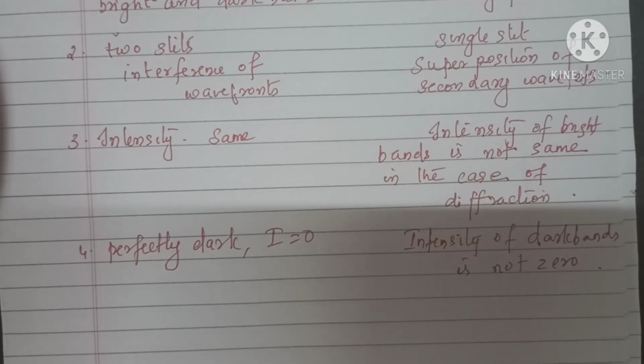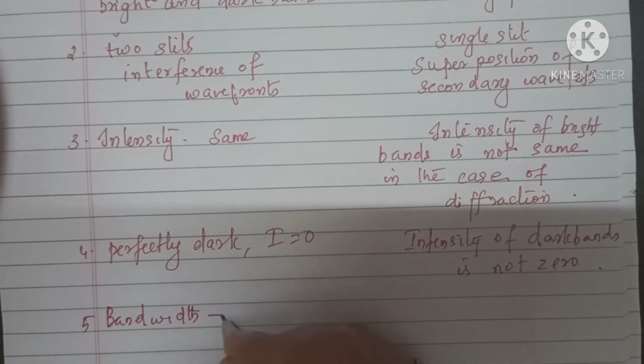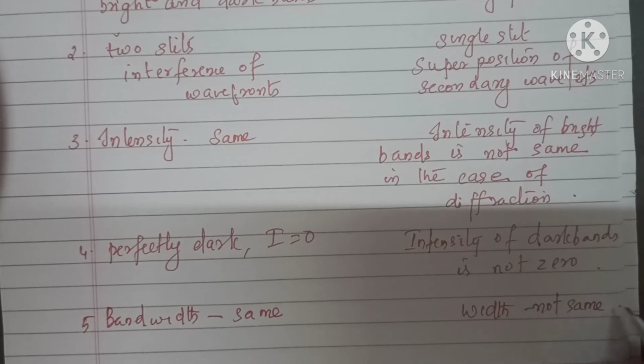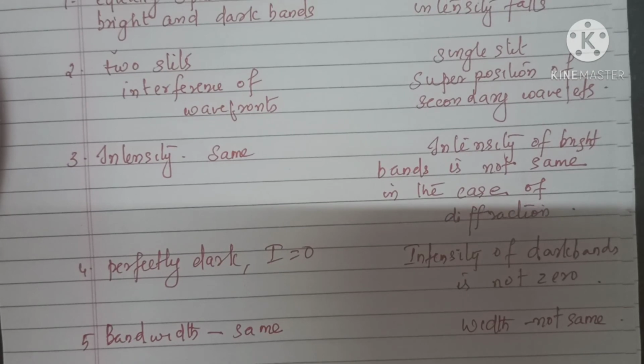Also the bandwidth, that's what we explained in the first point. Bandwidth is the same for interference, that is, equally spaced. But in the case of diffraction, the width is not the same. Clear? So these are the points. You can note them down, and this is also a very good question, that is, to list out the differences between interference and diffraction patterns, or the distinction between diffraction and interference.